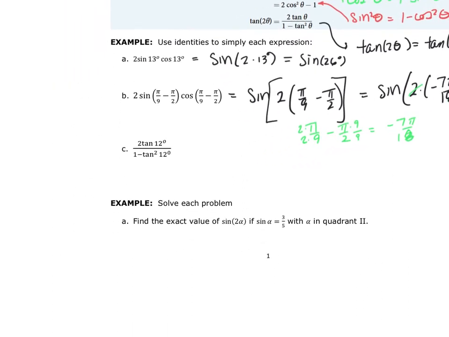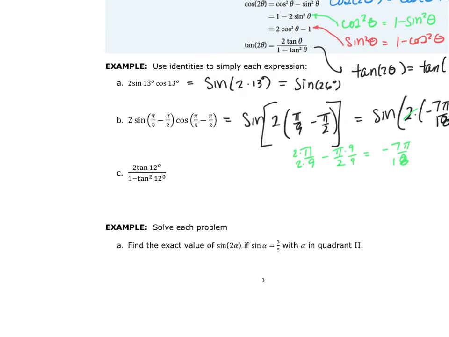Now I've got 2 tangent 12 degrees over 1 minus tangent squared of 12 degrees. This matches the pattern for the tangent of 2 times my angle, with the angle being 12 degrees. So this is going to be equal to the tangent of 2 multiplied by 12, so it's just the tangent of 24 degrees. And that's as good as that one's going to get as well.